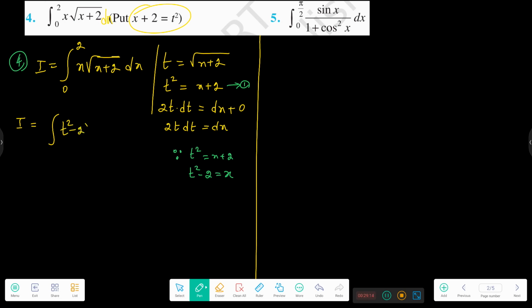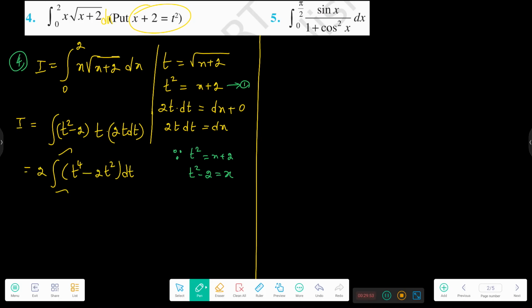The whole question we are going to write in the form of t. This fully we assumed t. Instead of dx, 2t into dt. That's it. Now 2 you can take outside. t into t square minus 2, and if you multiply the t inside, what will we get? t power 4 minus 2 into t square, into dt.